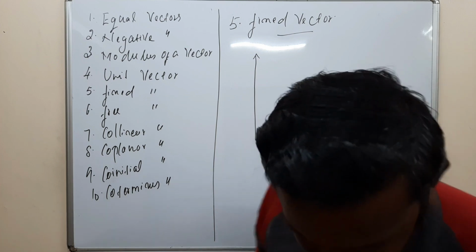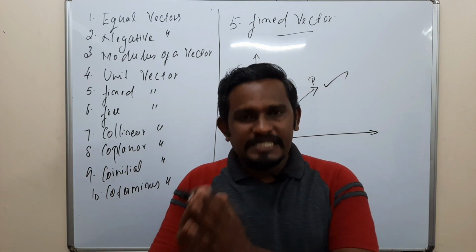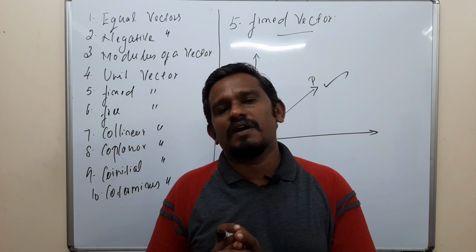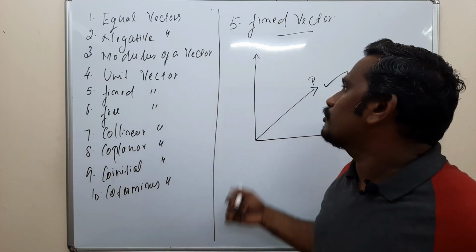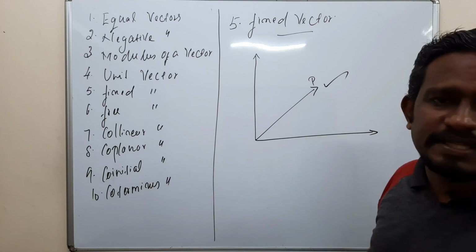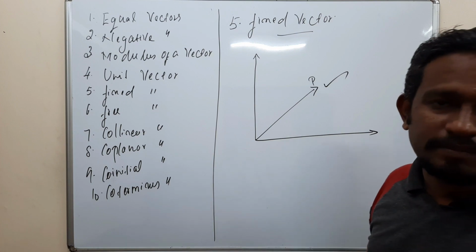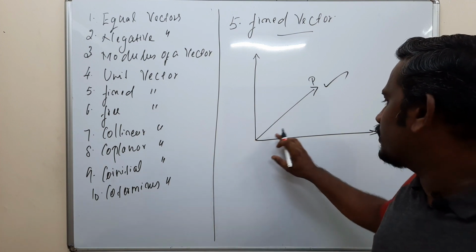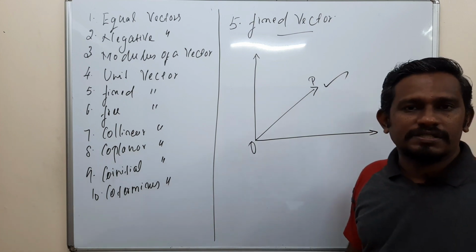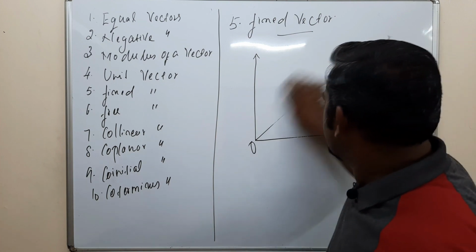So what is the definition of a fixed vector? A fixed vector means a vector whose initial point is fixed. Such a vector is called a fixed vector. All the position vectors of a point are examples, because the starting point of the position vector lies at the origin, or it is fixed with the origin. Then next is free vector.